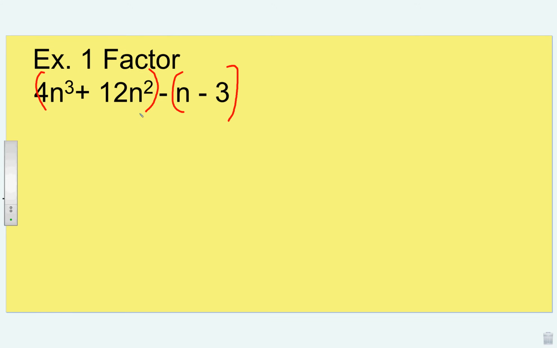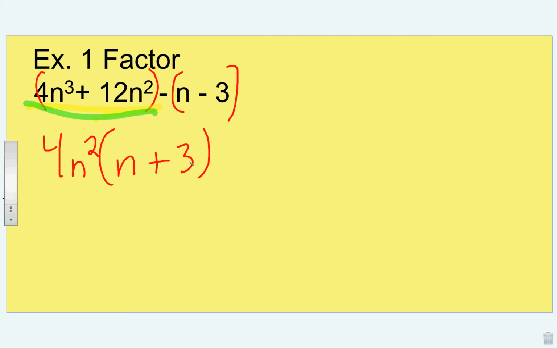Okay, in the front half here, what can I pull out of there? 4. Oh, I use a yellow highlighter to highlight. That's really good. Okay, 4n, yes? 4n squared, yes. And what's left? Okay, n plus 3. All right, so that's what I pulled out here.